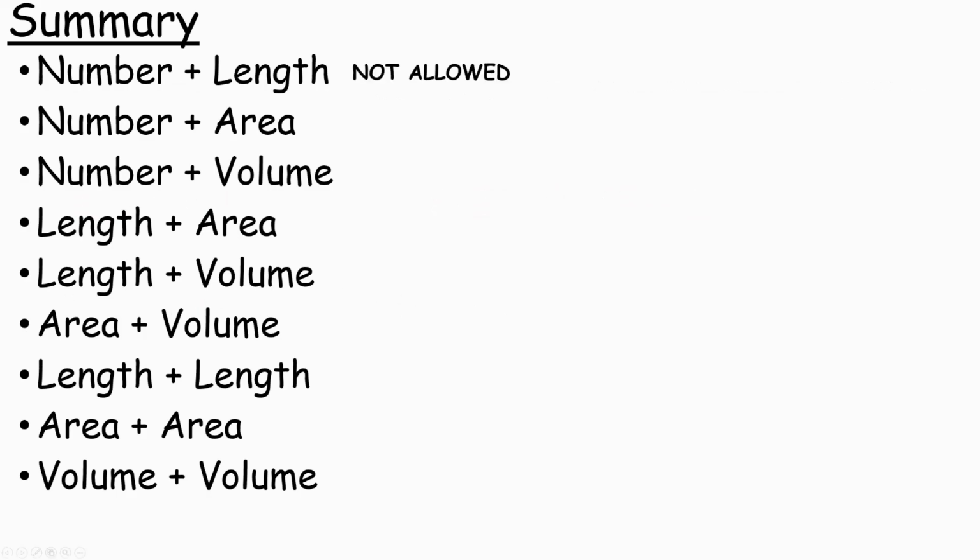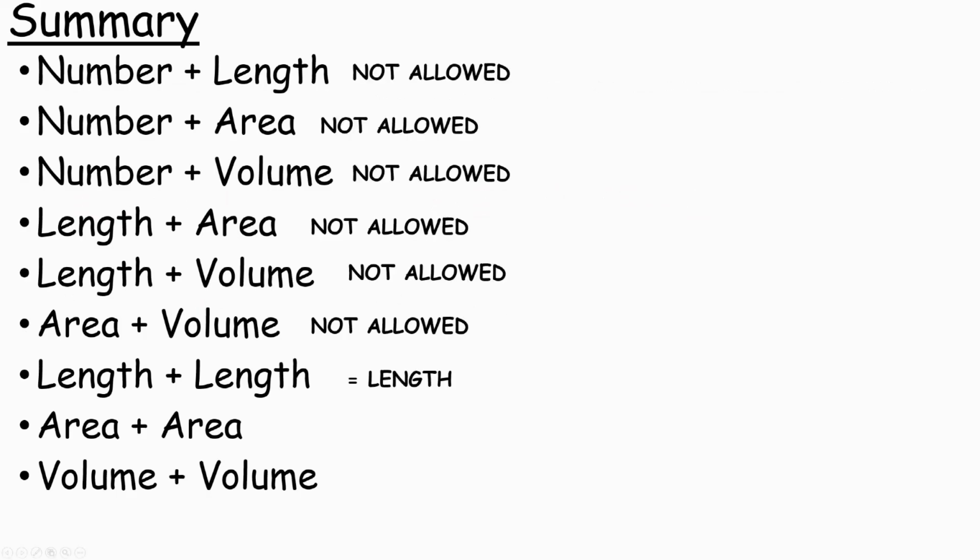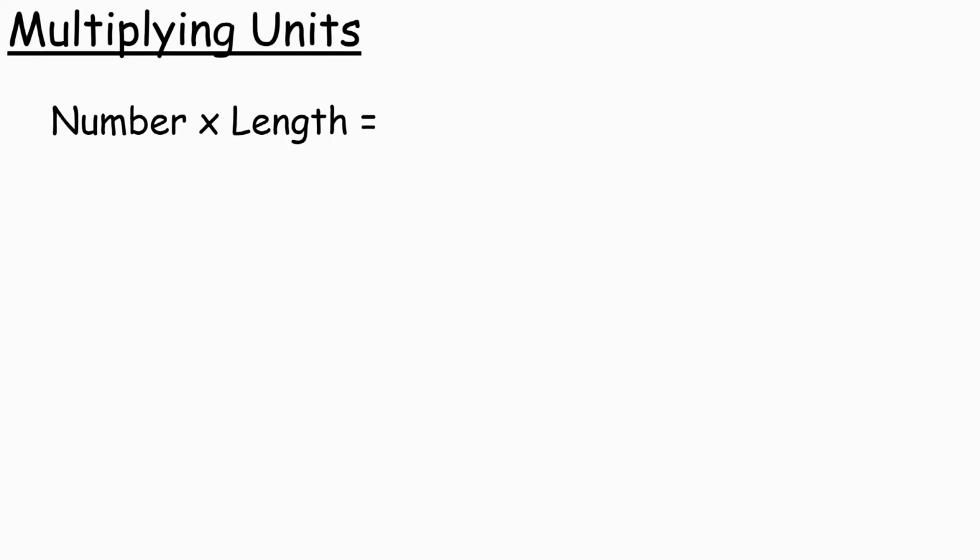And this is our summary. So it should be obvious to us that the only time we can add units is if they're exactly the same units. Multiplying units, however, if you have a number times a length, that just gives you a length. A number times an area gives you an area. Think about pi r squared, that just gives us the area of a circle. Number times a volume still gives us a volume.